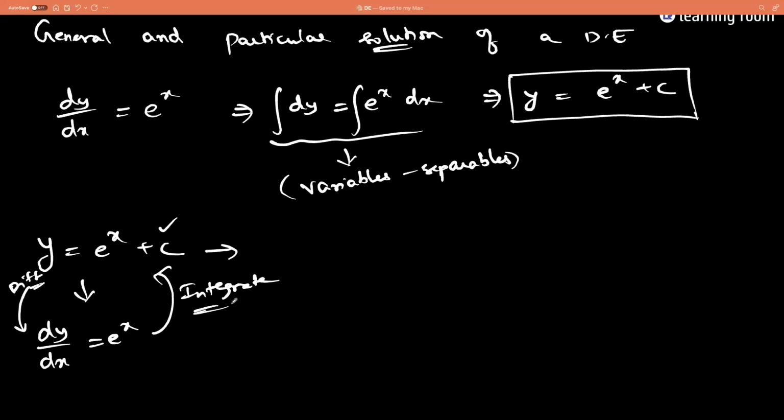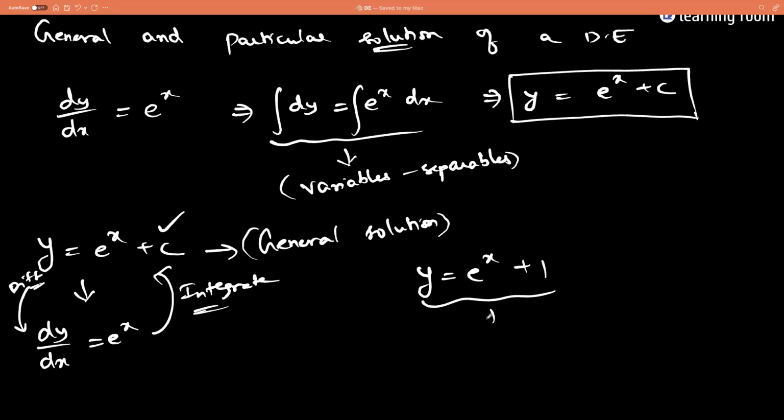So if you see y is equal to e power x plus c, the c is called a generic value. So this is the solution. Y is equal to e power x plus c is the solution of the differential equation dy by dx is equal to e power x. This solution is called the general solution. Whereas using some technique or the values, if I write y is equal to e power x plus 1, then this is called a particular solution.